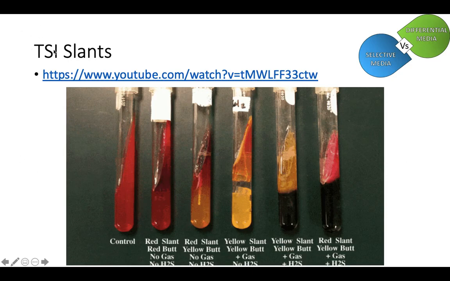TSI, triple sugar iron. Triple sugar, 3 sugars. There are 3 sugars that are found inside of this media. So this is a triple sugar iron slant with nothing growing inside of it. It's just a brand new slant from the manufacturer or out of the refrigerator after you made it yourself. You can see it's kind of an orangey color.